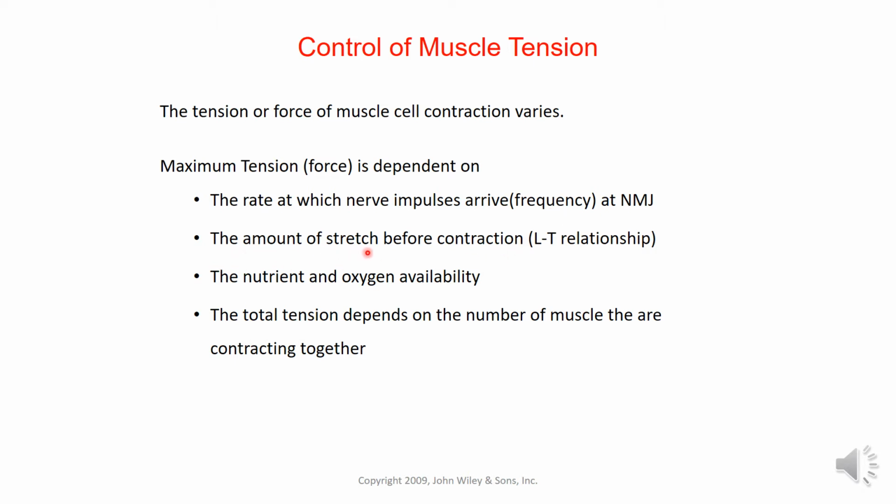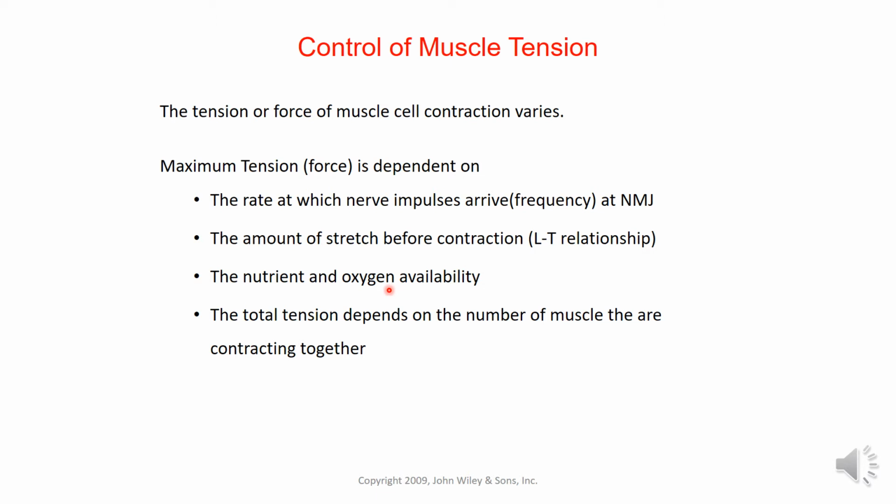Number two, the amount of stretch before contraction. And we studied this in the length-tension relationship. Number three, the nutrient and oxygen availability, or the ability of the muscle to form an adequate amount of ATP.